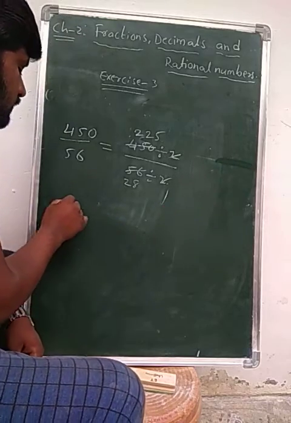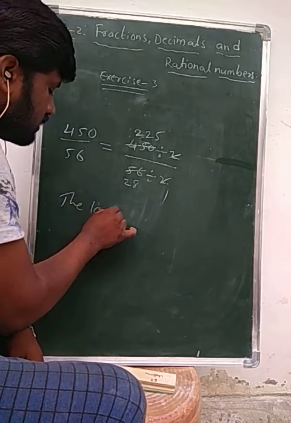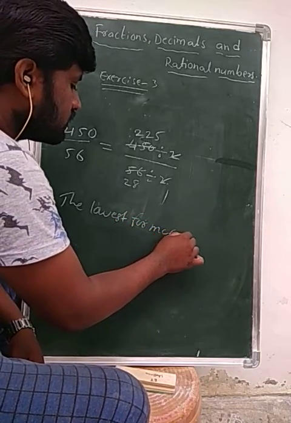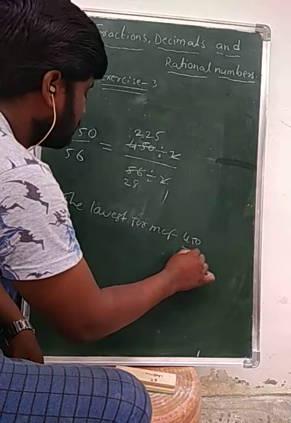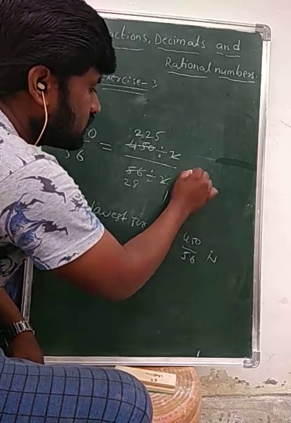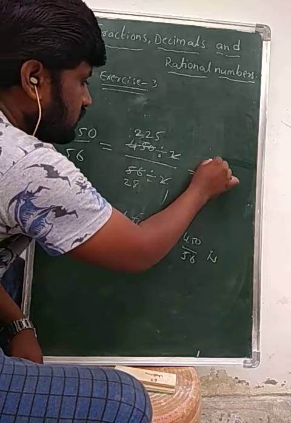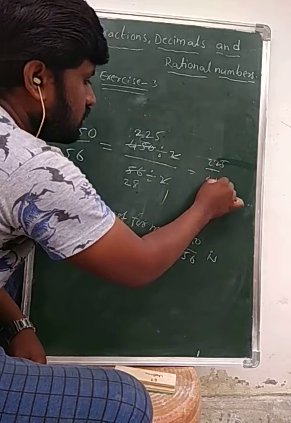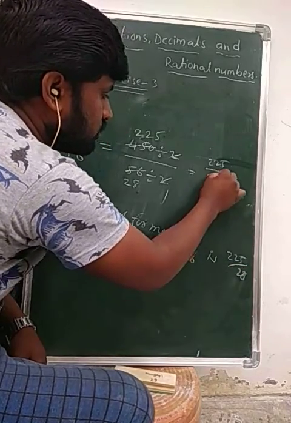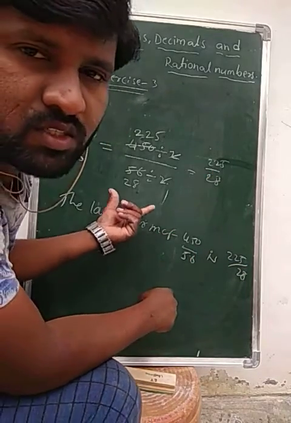The lowest form of 450 by 56 is 225 by 28. So this is the required answer for this question.